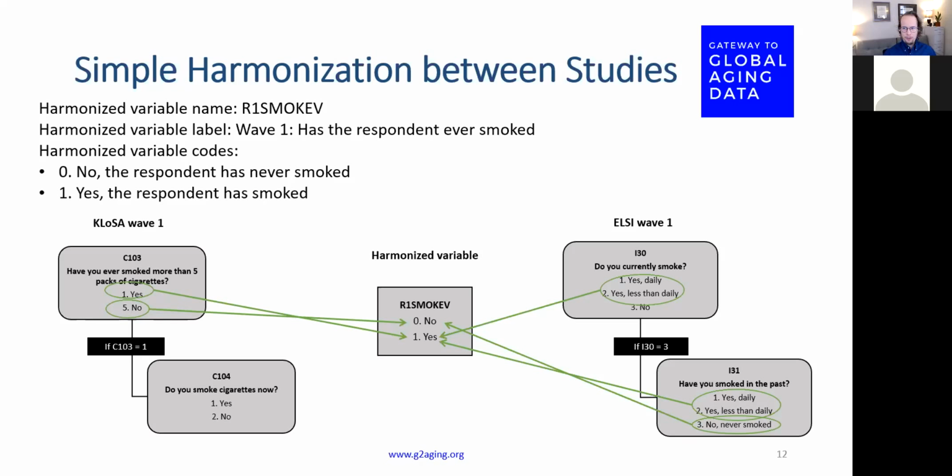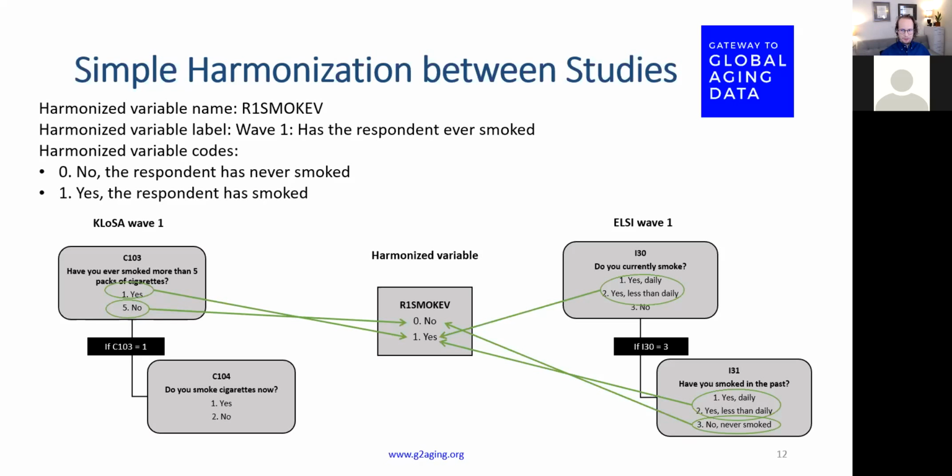So if you look on the right, we have ELSI, which is the Brazilian sister study to KLOSA. And you can see this is how they ask about smoking. First they ask, do you currently smoke? 1, yes, daily. 2, yes, less than daily. Or 3, no. And if you answer no, then you're asked, have you smoked in the past? And you can answer 1, daily. 2, yes, less than daily. Or 3, never smoked. So we have to account for this survey skip pattern to be able to make a variable that's comparable to the variable we made in the Harmonized KLOSA.